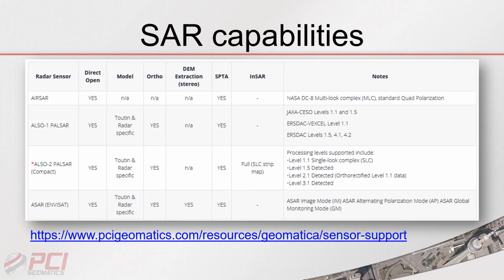You can see here some of the same information from that initial table. Can we georeference or orthorectify the data sets? Can we extract stereo elevation models from them? Can we use SPTA or target analysis? And can we do InSAR processing? If you're curious to see if we support a particular satellite and what specific level we support, I encourage you to look that up on our website or through our technical specifications. We have a lot of great info about that.